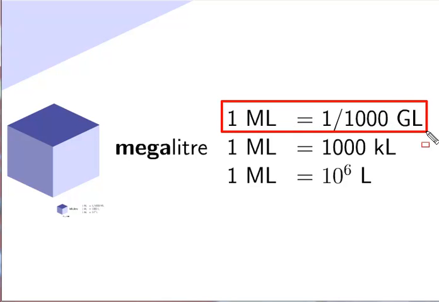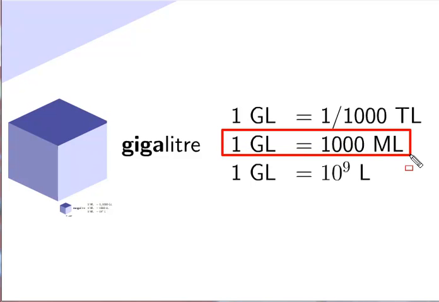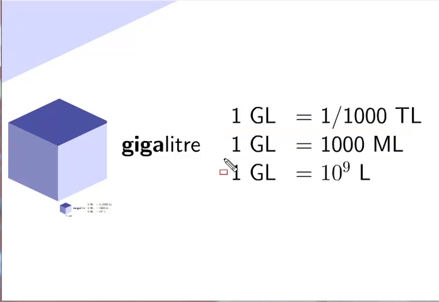But of course my megalitre is a fraction of an even bigger measurement. It's a thousandth of a gigalitre. And here's my gigalitre. My gigalitre is 1,000 megalitres. If I convert that back to litres, I get 10 to the 9 litres.